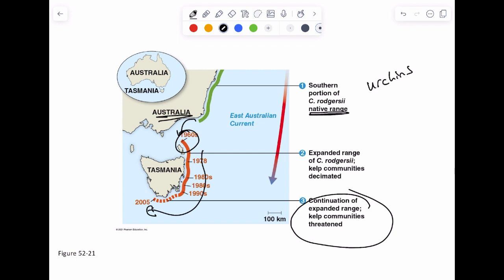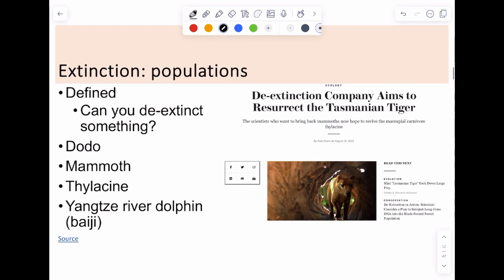And we've already dealt with Australia and like rabbits and cats and stuff like that. So ultimately what we're going to do is we're going to start driving populations down. And when you start driving them down, we're going to run towards extinction. So what's extinction?